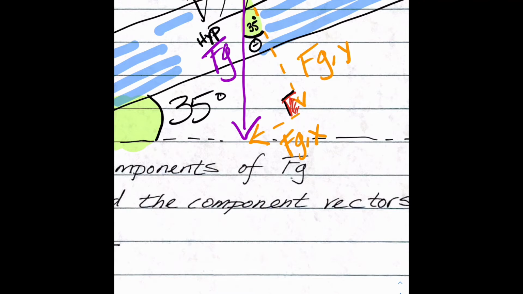All right, we'll talk about that in a second. Across from 35, across from theta, is our opposite, which is FGX. Let's go ahead and label that. And next to theta is our adjacent.